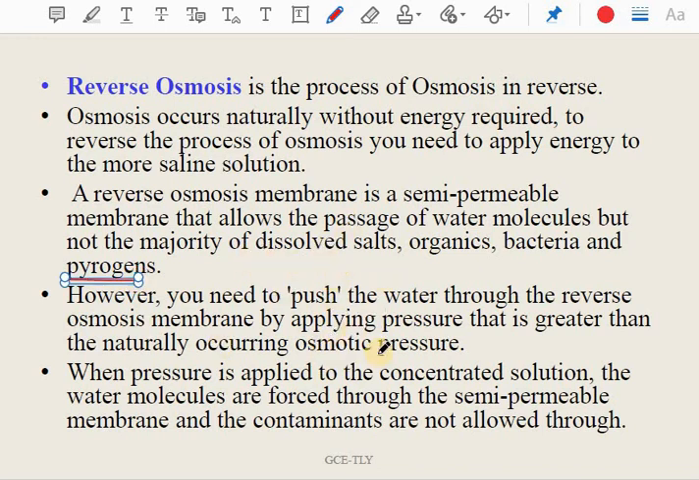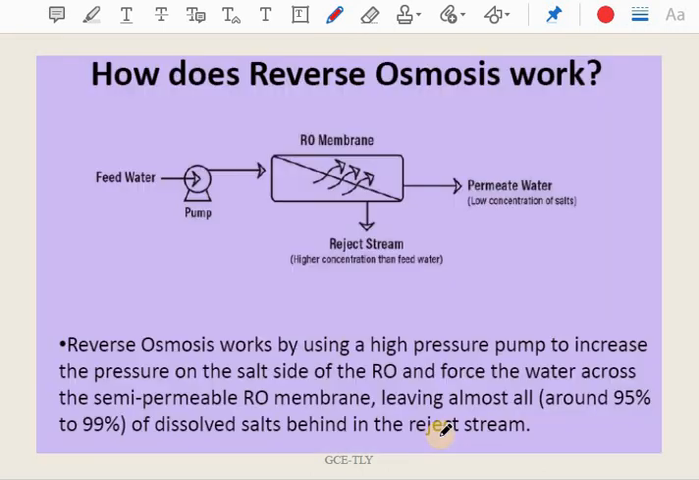However, we need to apply some force for the reaction to take place, and this force should be greater than the osmotic pressure. When pressure is applied to the concentrated solution, the water molecules are forced through the semi-permeable membrane, and the contaminants are not allowed through the membrane and they settle on the side where pressure is applied. So you can see the process here. That is the semi-permeable membrane.